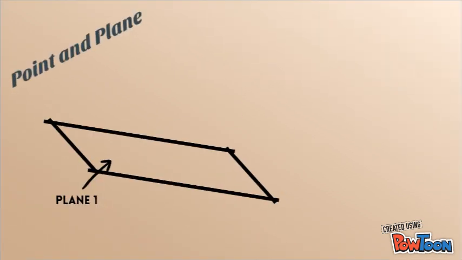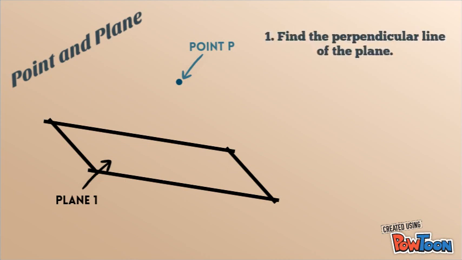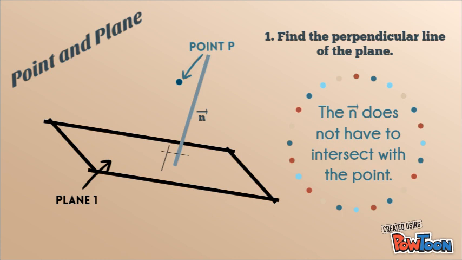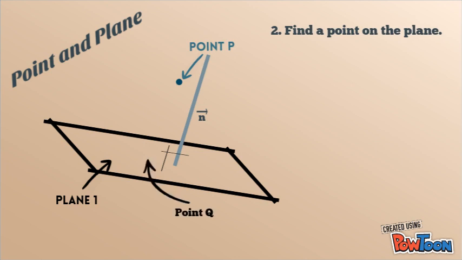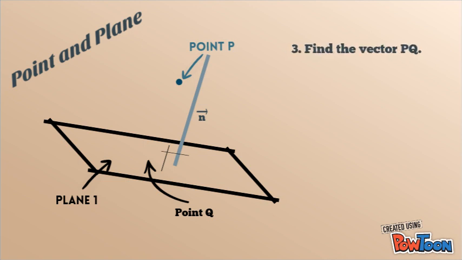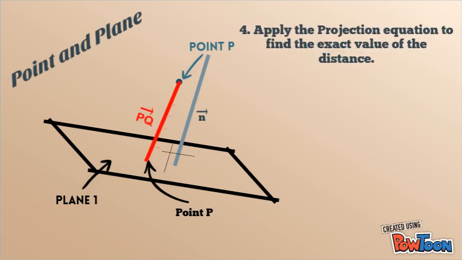Again, for the point and plane, the methods are exactly the same as that of a line and plane. First, you need to find a perpendicular line from the plane. Note that the normal does not have to intersect with the point. Then, find a point on the plane, say point Q. Thereafter, find the vector PQ. Then, use the projection formula to solve the question.